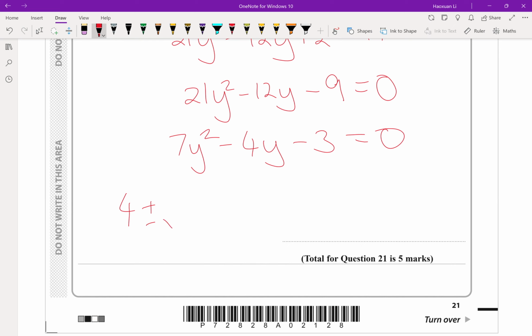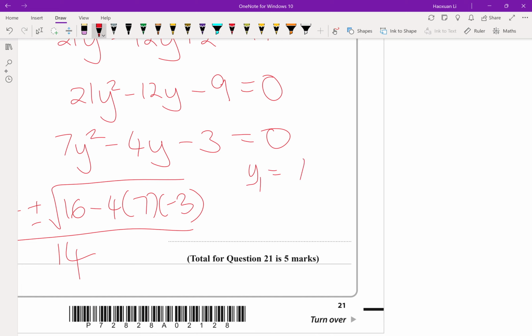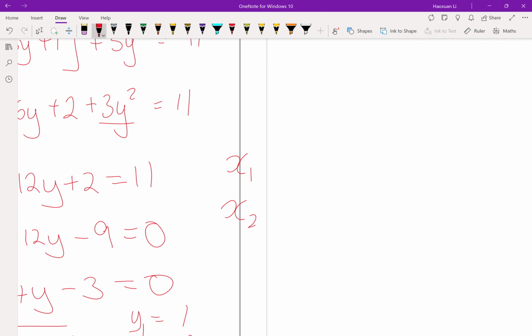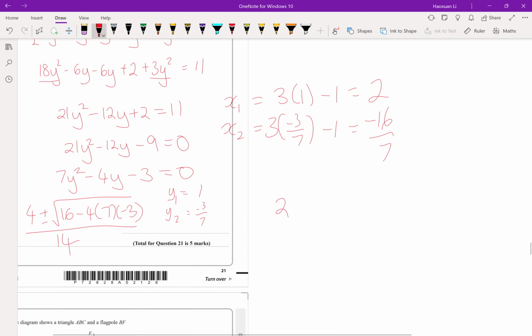So negative b plus or minus square root of b squared minus 4ac, divided by 2a. So here y1 will be 1 and y2 will be negative 3 over 7. And now you're finding the x value because there also needs to be 2. So if you plug the y in, one of the values of x will be 2. The second one will therefore be negative 16 over 7. The two pairs of values will be 2, 1 and negative 16 over 7, negative 3 over 7.